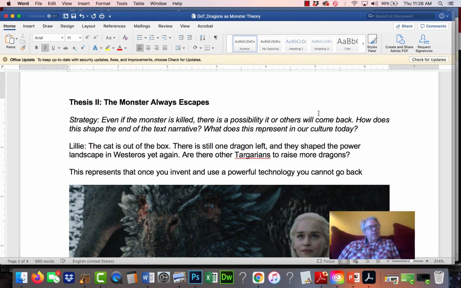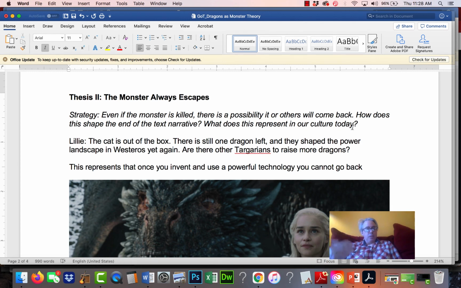Okay, so for the second thesis, the monster always escapes. Like with all these theses, you definitely do want to look at the narrative and think about how the story is using the monster. And in this one, it's a little bit difficult because in a lot of monster movies, the monster does escape. But even if the monster is killed, there's always a possibility that it will come back, right? So how does this shape the end of the narrative, when you're thinking about the story aspect? And what does it represent in our culture today?